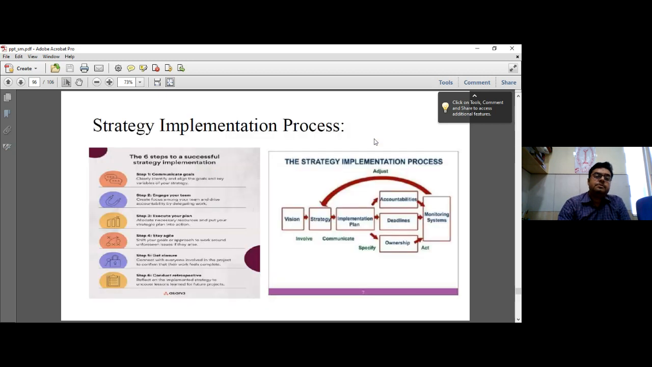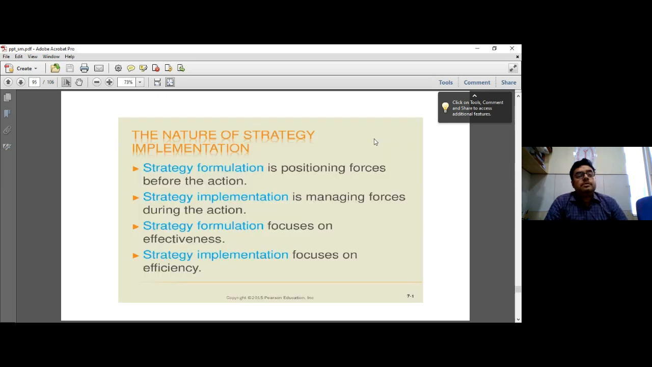Now, strategy implementation is about positioning forces before the action. Strategy implementation is managing forces during the action. Strategy formulation focuses on effectiveness, and strategy implementation would focus on efficiency. So there are 4 steps in the nature of strategy implementation.